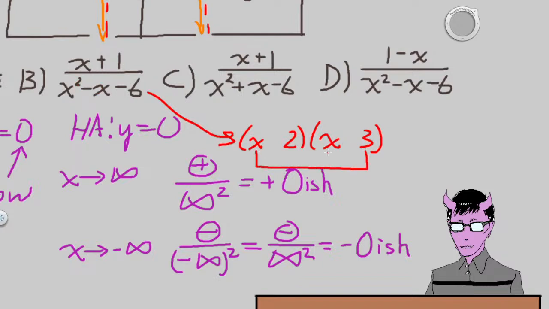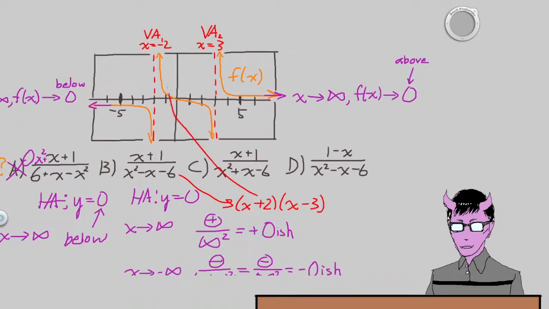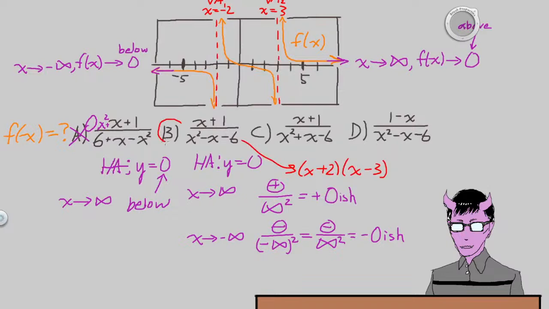So this is the larger of the two magnitudes, so it gets the negative. This is the smaller of the two, so it gets the positive. Is that correct? Yes. Yeah. So choice B looks to be correct.